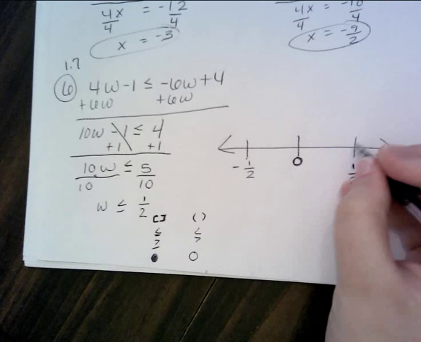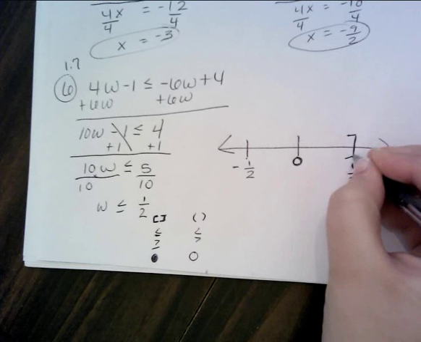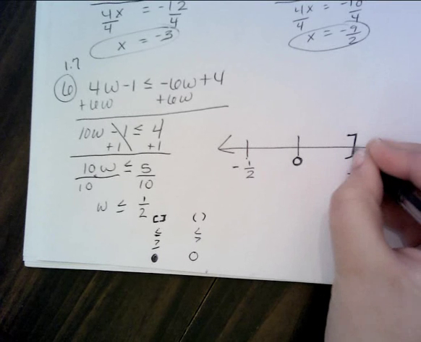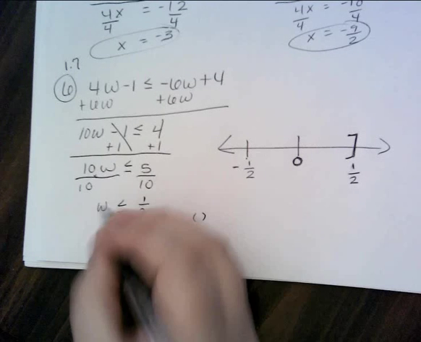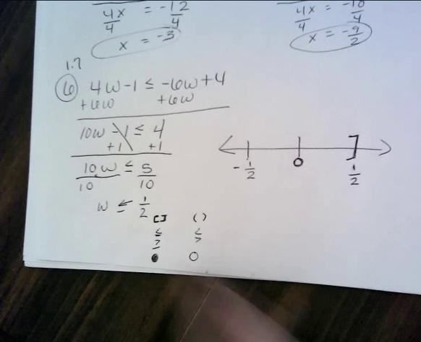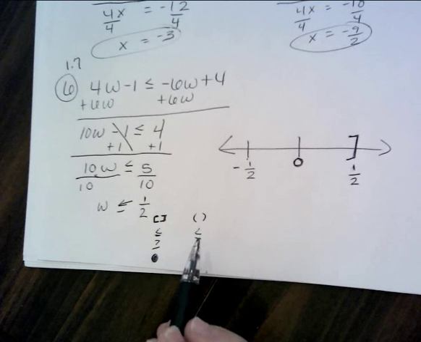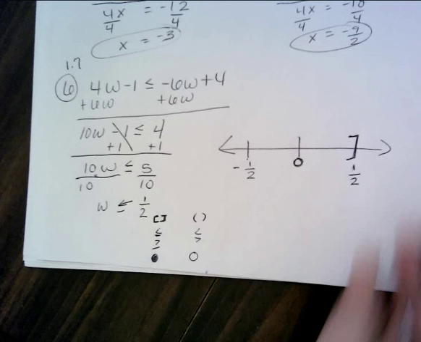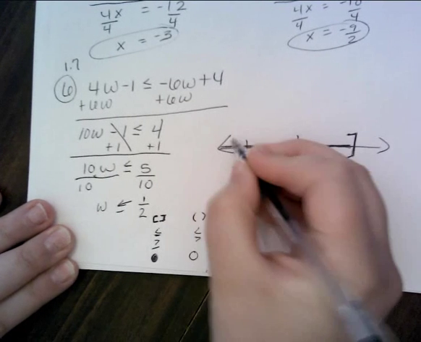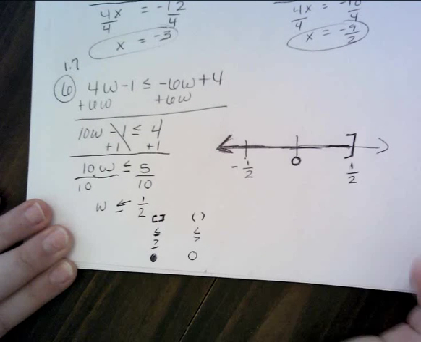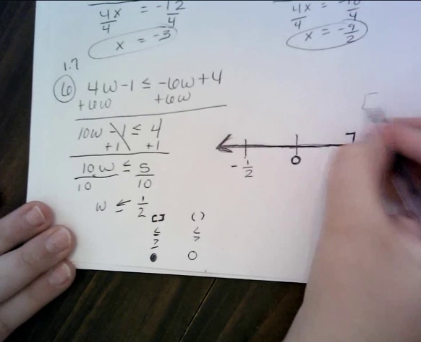Remember that arrow trick only works when the W or the X or whatever variable you're using is on the left. So that tells us that we're going to shade this way. Now, if you were going to be shading to the right, then your bracket would be facing that way. Only if you were shading to the right. So your parentheses or brackets are going to face whichever way you're shading. Okay? Now they want us to write this in what's called interval notation.